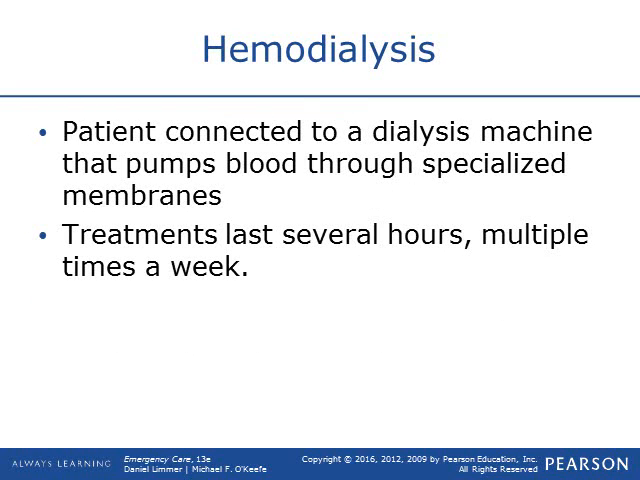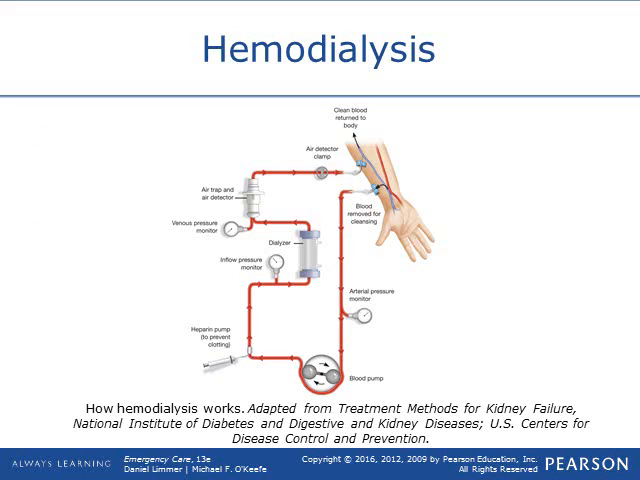Hemodialysis is the treatment that people in renal failure receive. They're connected to a machine that pumps the blood out of the patient through the special membranes of that machine and then back into the patient. As you see by the diagram, the blood flows out of the patient, goes through a pump, in through the machine and all equipment, then back into the body.